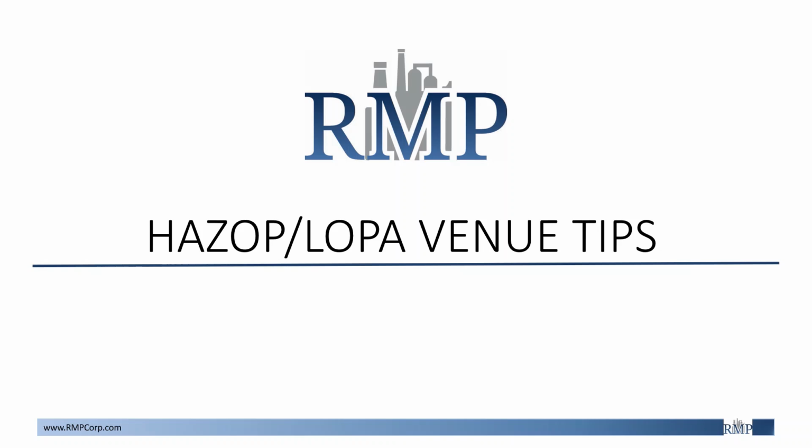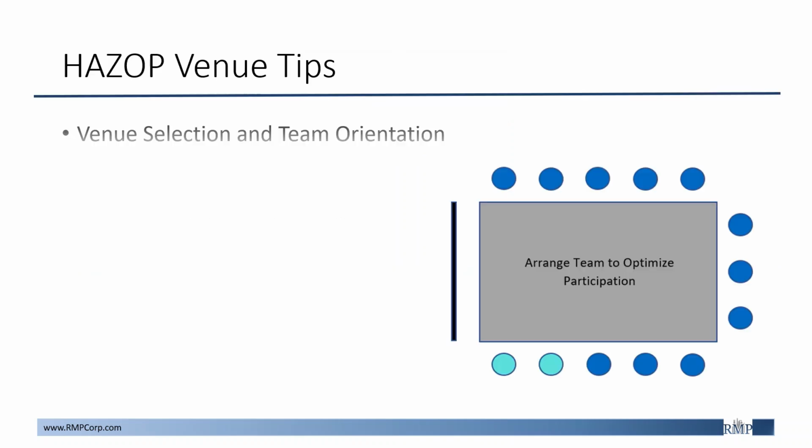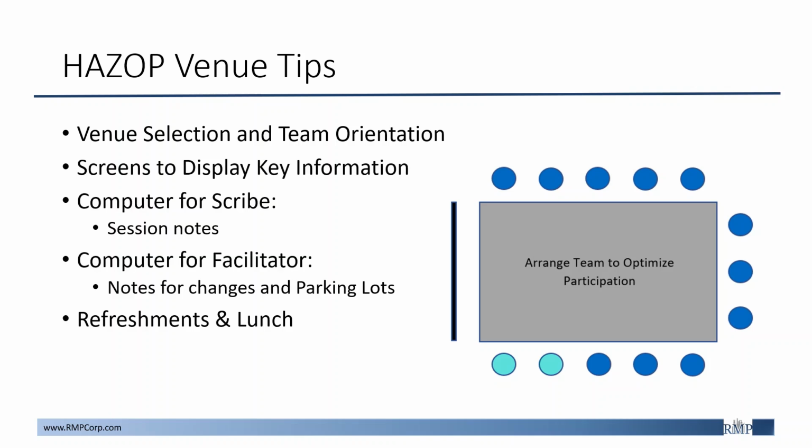Now I'm going to talk about some tips for the selection of your HAZOP venue. When selecting the venue, it is important to note that the orientation of the team is important to an effective study. The scribe and facilitator should be located next to one another so that any discussions regarding proper documentation can be performed quickly. The members should be located so that their view of the main screen displaying the HAZOP software is clear, so that it limits any potential distractions.